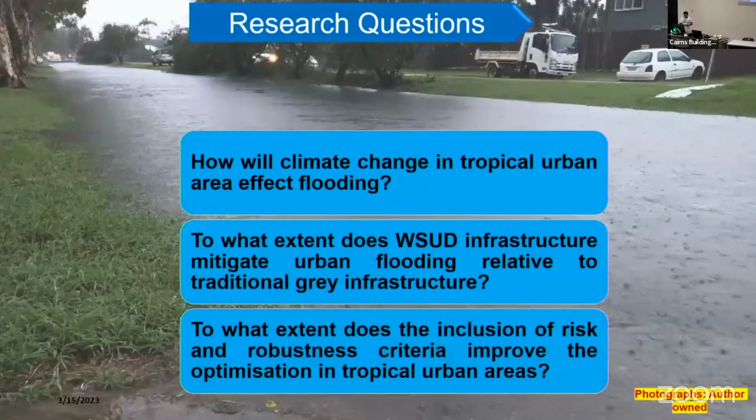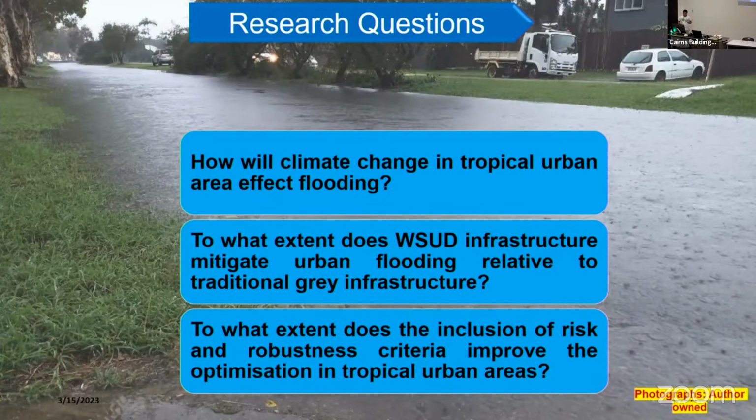So using that model, we have tried to answer our 3 research questions. The first will be how this climate change has actually impacted our tropical urban flooding. And then the next one is if we implement water suit, or if we have the current scenario, current gray measures, then what would be the difference, or to what extent will water suit be effective in terms of flood mitigation.